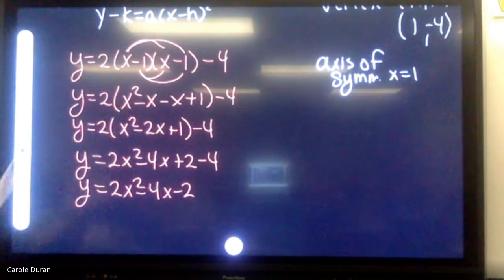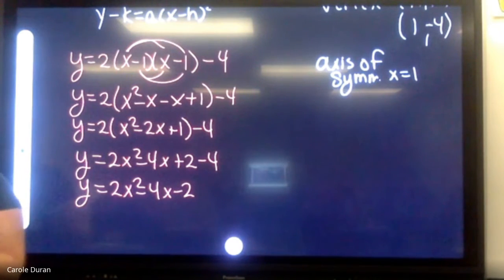Okay. I'm not going to do number 11 because it's kind of just along the same lines, except it's given to you in intercept form instead of standard or vertex form. Still works out the same way. Do we want to look at 12 and 13? Yeah. Yeah, okay.